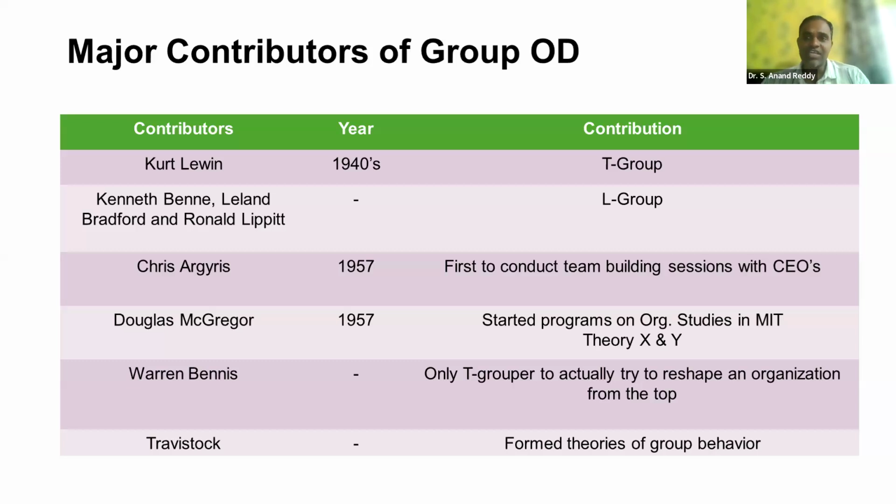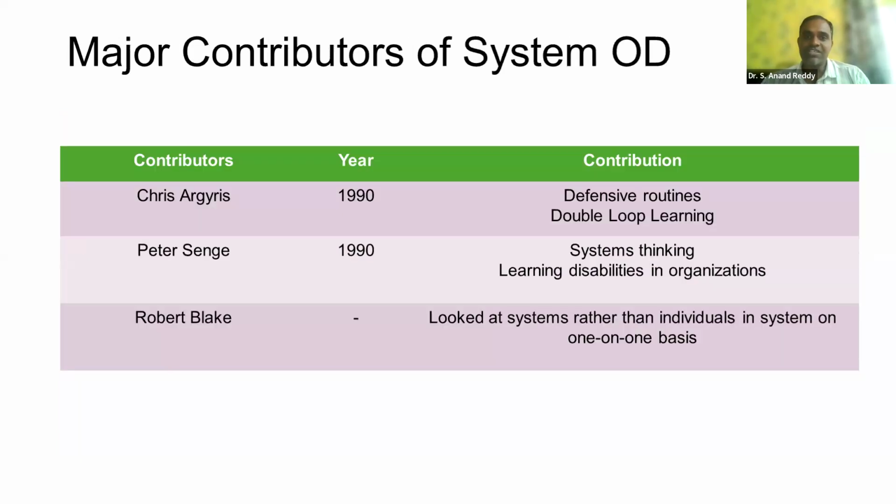Probably, if you get time, you can go through these theories, which are available in the textbooks. Now, if you look at the major contributors of system OD, meaning organizational OD: Chris Argyris, in 1990, used defensive routines and double loop learning as themes. Then Peter Senge, 1990, systems thinking and learning disabilities in organizations. Then Robert Blake looked at systems rather than individuals on a one-on-one basis. So these are the three key people who have contributed to system OD.